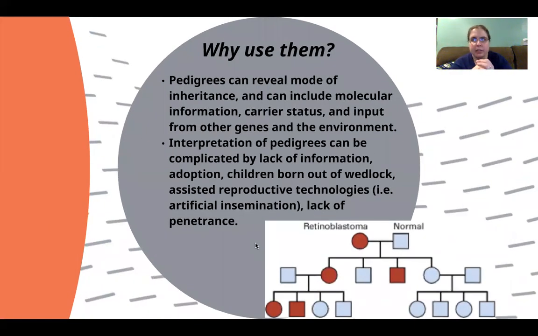So why do we want to use these? Well, they can reveal the mode of inheritance. That means it can tell us, is it sex-linked or is it autosomal? Is it dominant or is it recessive? It can also include molecular information.